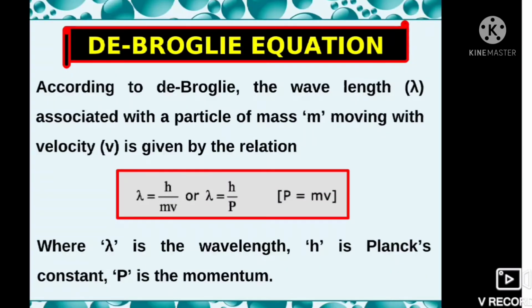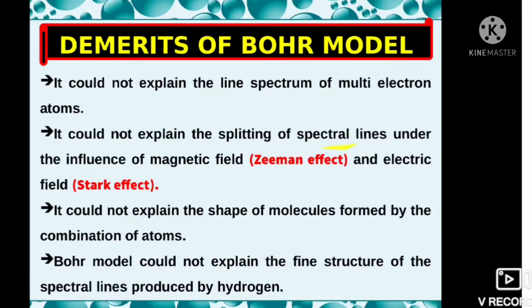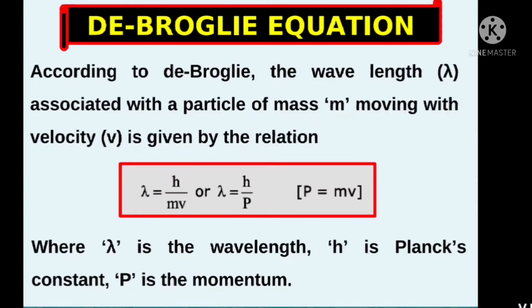De Broglie gave a quantitative meaning to his idea by proposing an equation which relates the wave properties of matter to particle properties. This is known as the de Broglie equation. According to de Broglie, the wavelength lambda associated with a particle of mass m moving with the velocity v is given by the relation lambda equals h by mv.